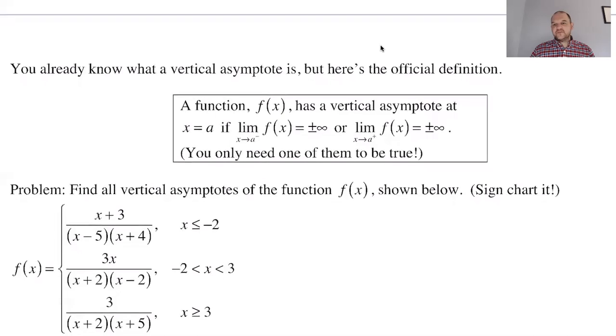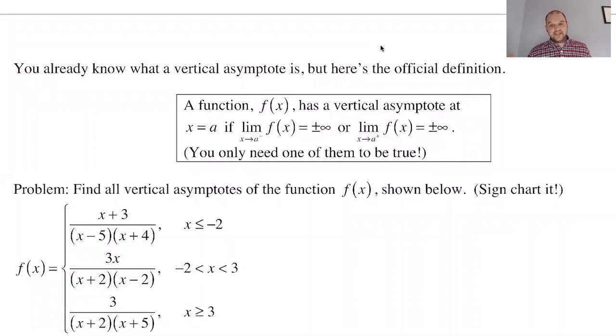So here's the official definition, which we've talked about a couple of times. A function f of x has a vertical asymptote at x equals a if the limit as x approaches a from the left is infinity or negative infinity, or, not and, or the limit as x approaches a from the right of f of x is infinity or negative infinity.